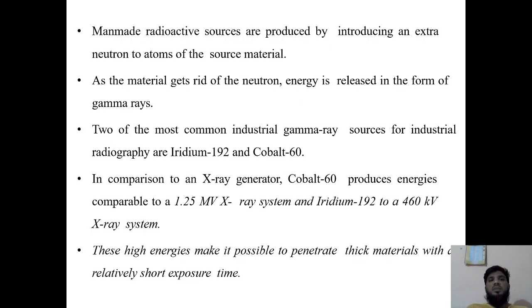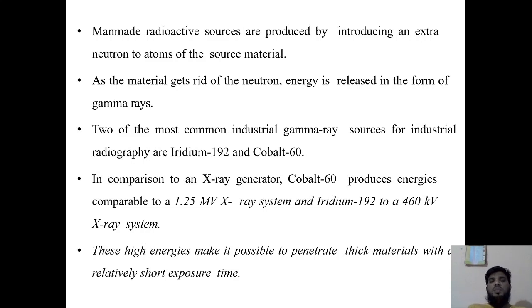Okay, so man-made radioactive sources are produced by introducing an extra neutron to an atom of the source material. For example, if you have some material, we add an extra neutron, because that is called a man-made, artificially made radioactive element. When it has an extra neutron, it will become unstable, so it will try to get rid of that. It will try to release that, and the release will be in the form of gamma rays.